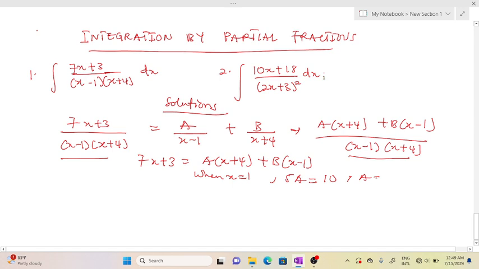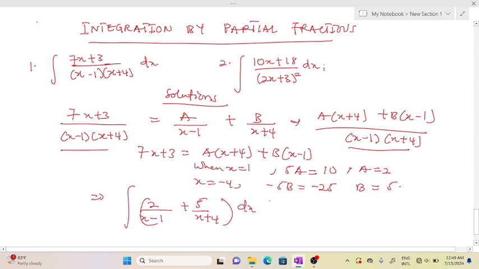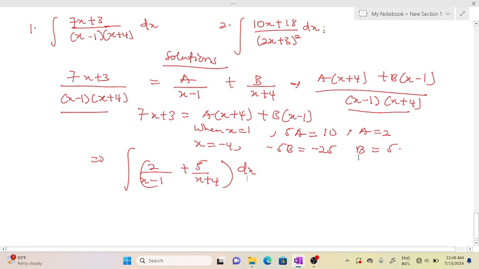this will go. I'll have b times negative 4, I'll have negative 5b, right? Is equal to, now negative 4 times 7 is negative 28 plus 3, negative 25, right? So my b is simply equal to what? 5. Therefore, my function simply becomes integral of what? My a is 2 over x minus 1 plus 5 over x plus 4, all dx. Is that not it? Yes. So once I have this expression, then I can easily find my integral.